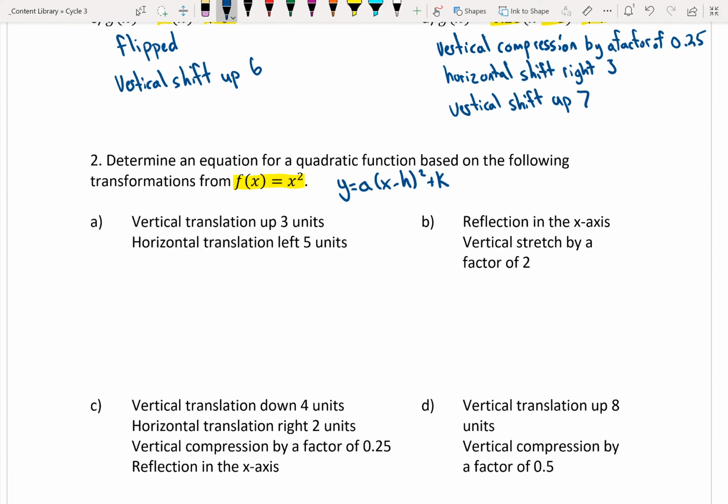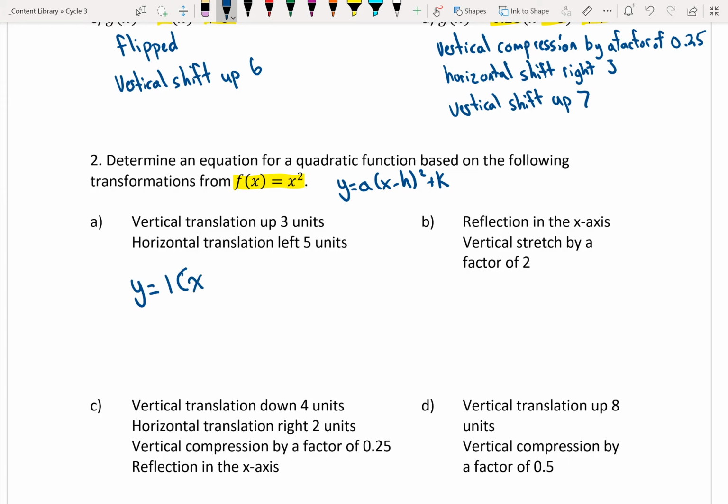So if we start off, we have y equals, do we have anything referring to the a value? There is no reflection, there's no stretch or compression, so the a value just stays the same, which is always 1. So I could put a 1 there, or leave it as nothing. I don't need to put anything, but I'm just going to put 1 there just to show it.